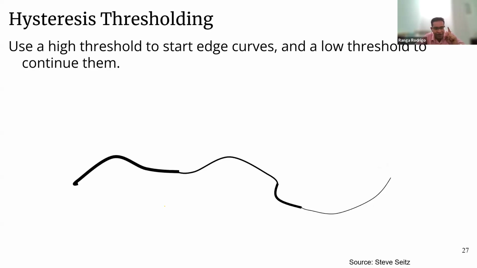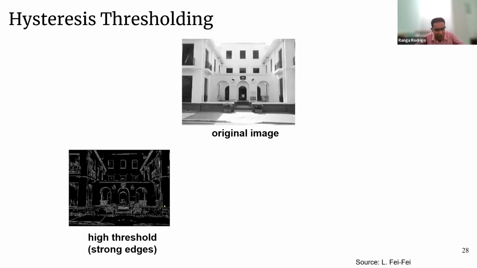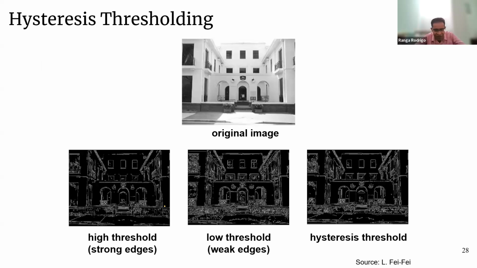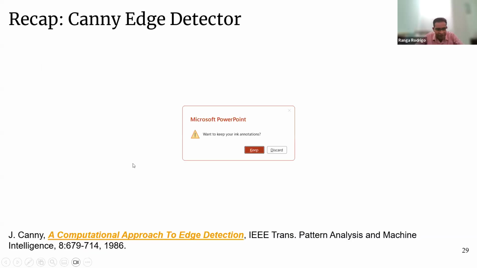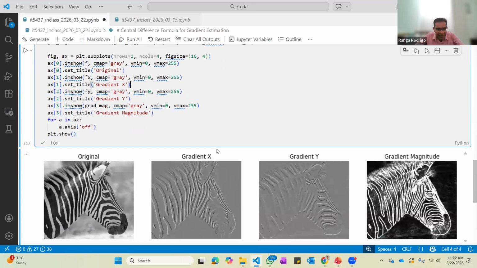So use a high threshold to start the edge curves and a low threshold to continue them. This is the original edge, then high threshold strong edges, low threshold weak edges, and then the hysteresis threshold. Then you will get some edges continuing. I want to show you this with code.